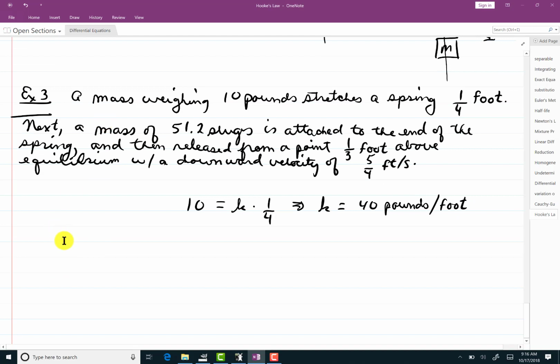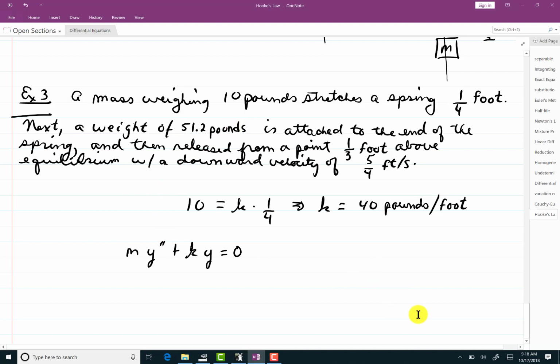Oh, I made a mistake in this part. Let me go ahead and clear it up now. A weight of 51.2 pounds is attached to the end of the spring. Now, for my equation here, I need M y double prime plus K times y equals 0. I need to get the mass, not the weight of this thing.